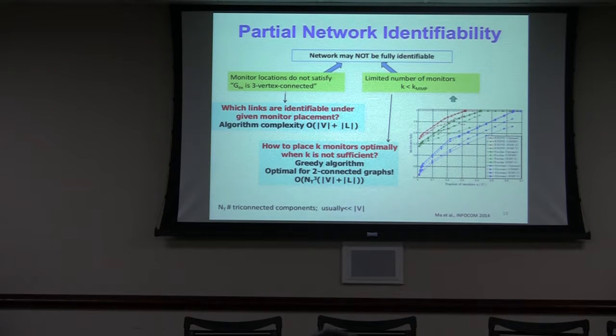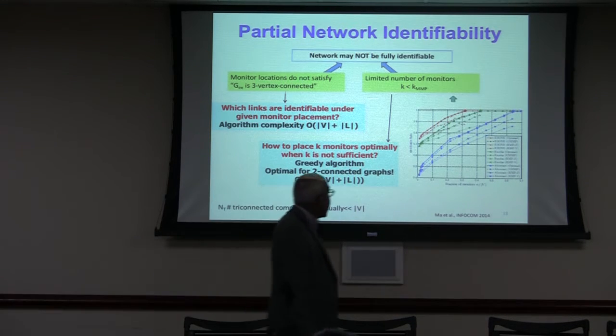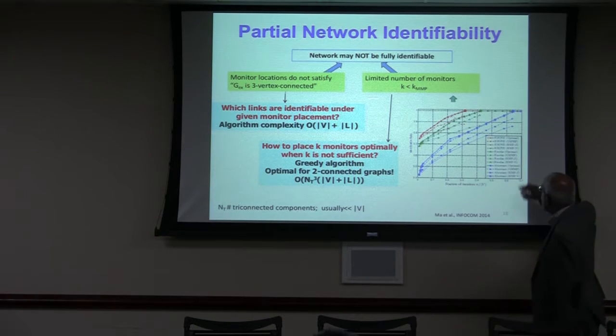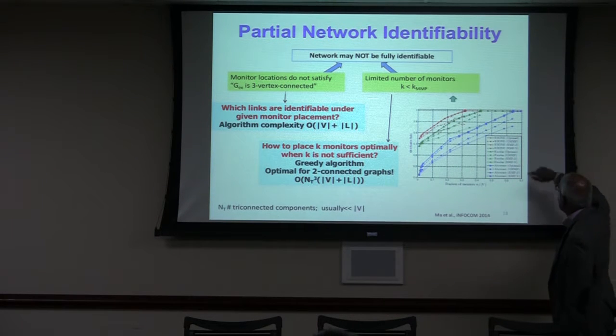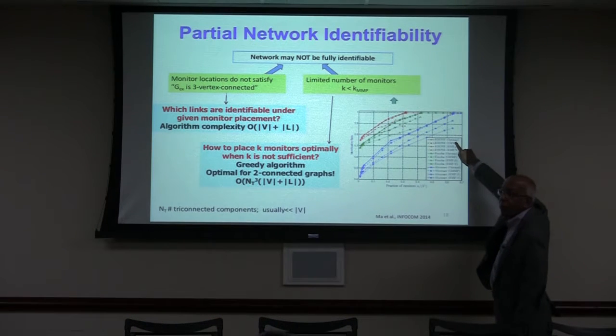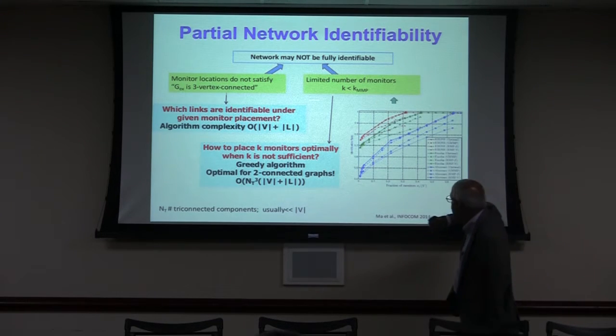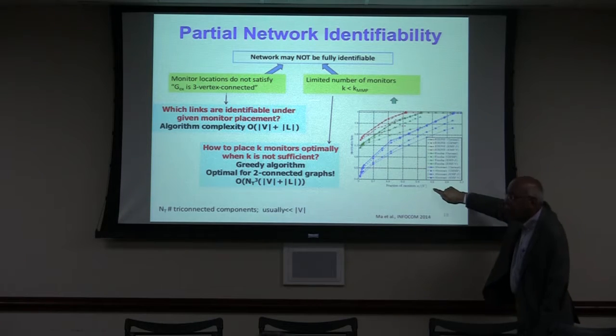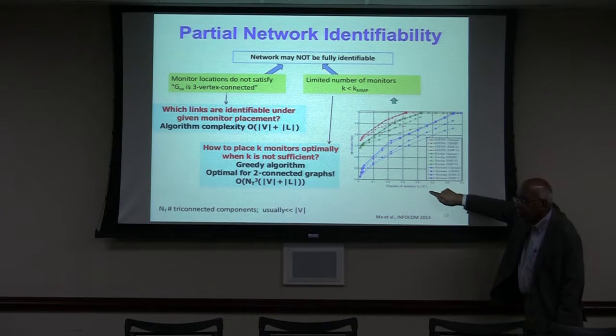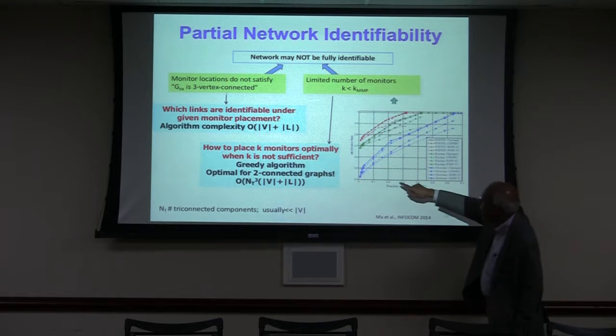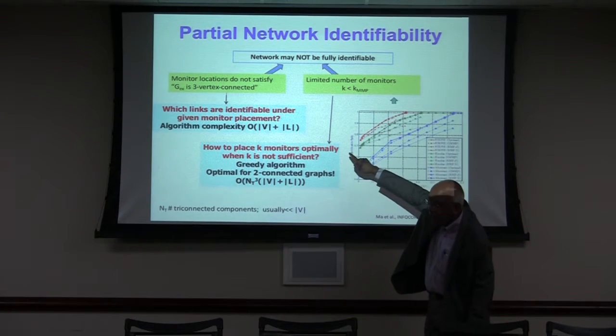So here's a simulation run for three different ISP topologies: E-born, XLS, and EBONET. And I'm showing you the optimal on top. So the optimal is the enumeration. I look at every possible placement of K monitors and then figure out how many links I can identify. And then this is the greedy algorithm, and then there are some variations on it. The axis here is the fraction of nodes that are monitors, kappa divided by the number of nodes, and this is the fraction of links that I can identify.